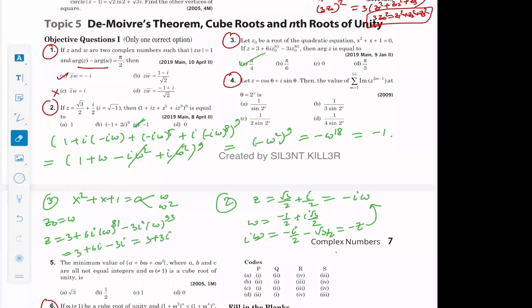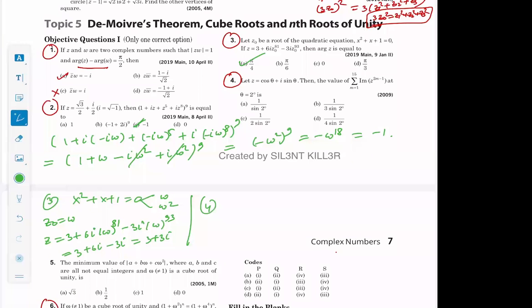Understood? Have you understood this? Whenever some large and tedious expression is given in the problem, always relate it with the cube root of unity.